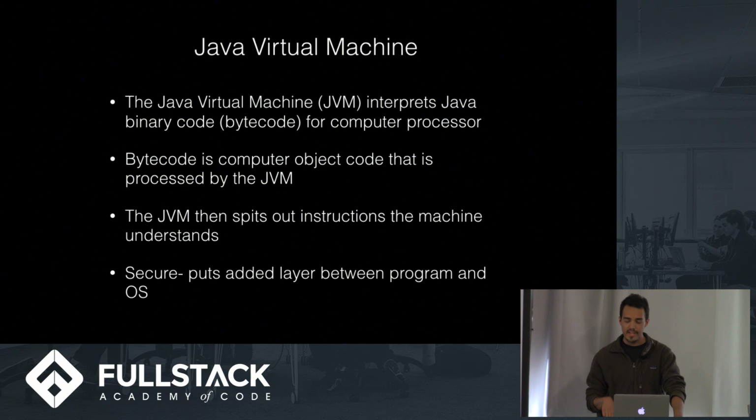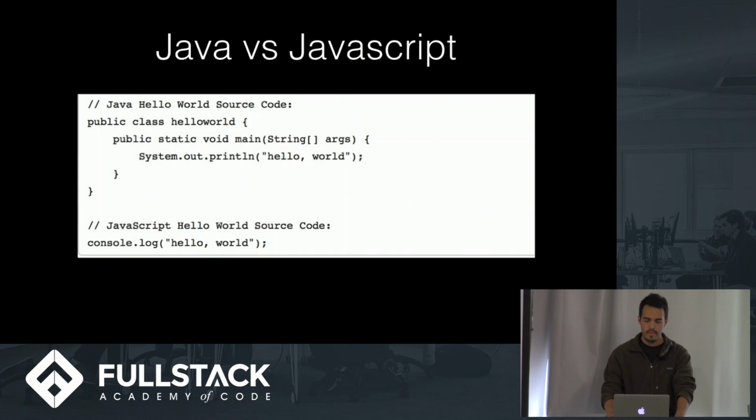So what's also nice about Java is that it's secure. It adds an extra layer in between the program and the operating system. So here's Java versus JavaScript. They both have Java in the name, so they must be pretty similar, right? Well, a good analogy would be that what Java is to JavaScript is what car is to carpet.